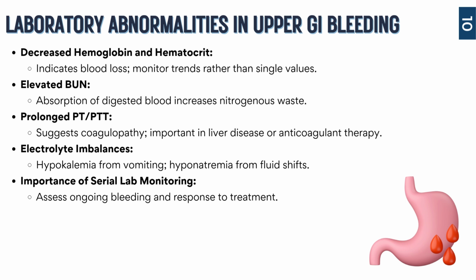So then coagulation, like PT-PTT. A prolonged PT-PTT will come up on lab results if the bleeding is due to liver dysfunction or coagulopathy. Okay, so you're also going to see signs of hypovolemia, such as electrolyte imbalances or metabolic acidosis. Serial lab monitoring is essential to assess the patient's response to the treatment and ongoing blood loss.